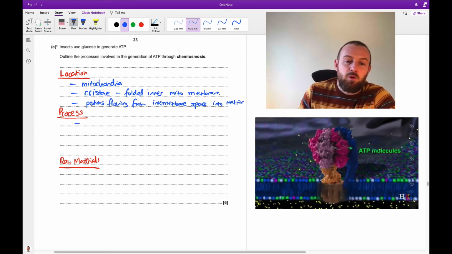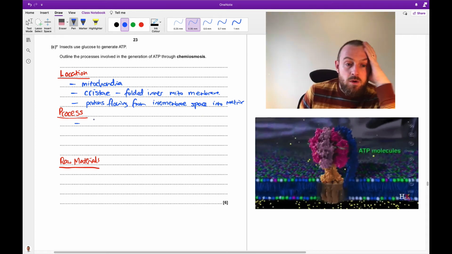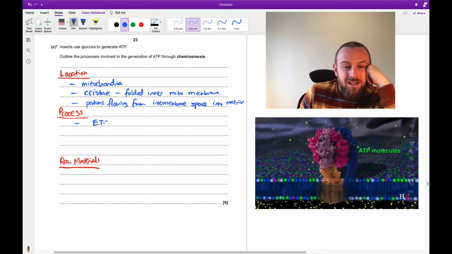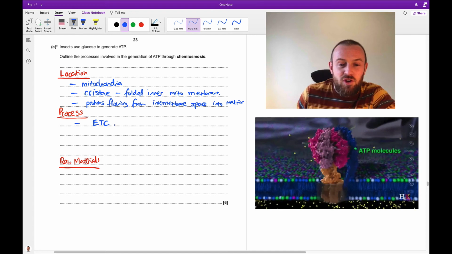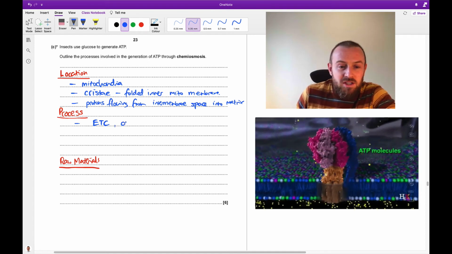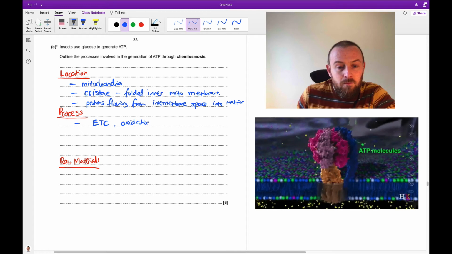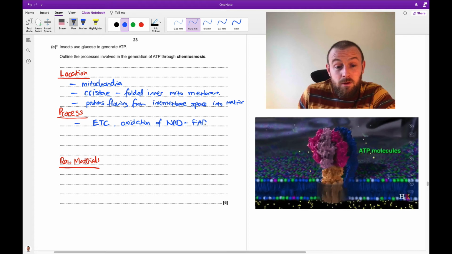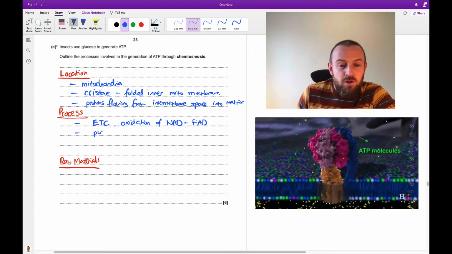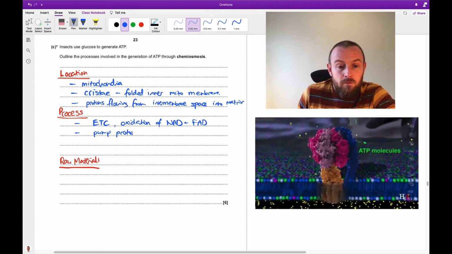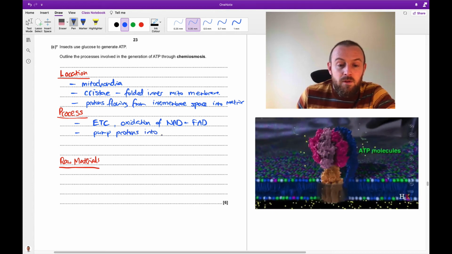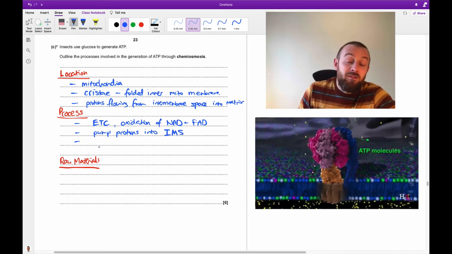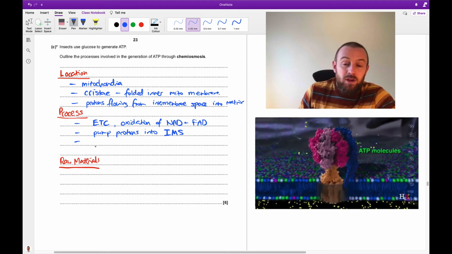Okay, what about the process? We've already talked about protons flowing. So first of all, I think it might be worth just mentioning the electron transport chain. I don't know if it would get a mark, but just mentioning the electron transport chain, oxidation of NAD plus FAD, and using that to pump protons into the, I'm just going to write the IMS for intermembrane space. So then we have a gradient called a chemiosmotic gradient.